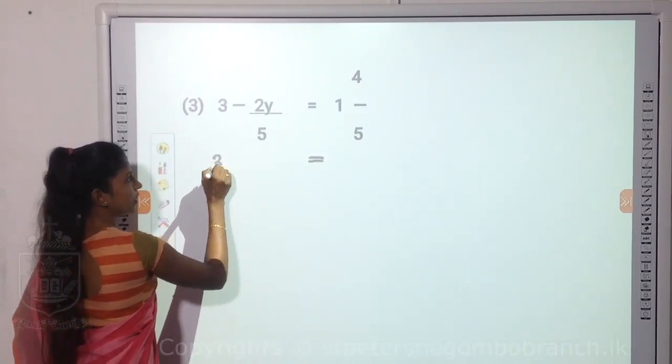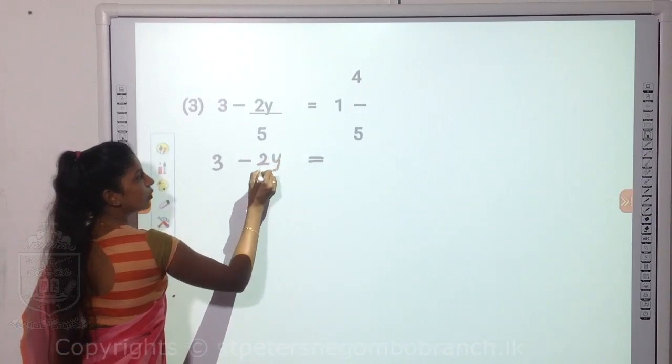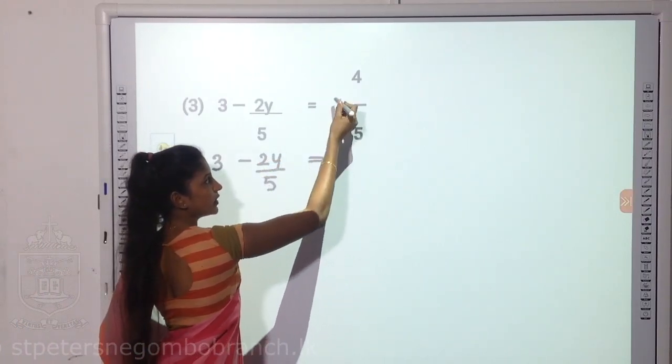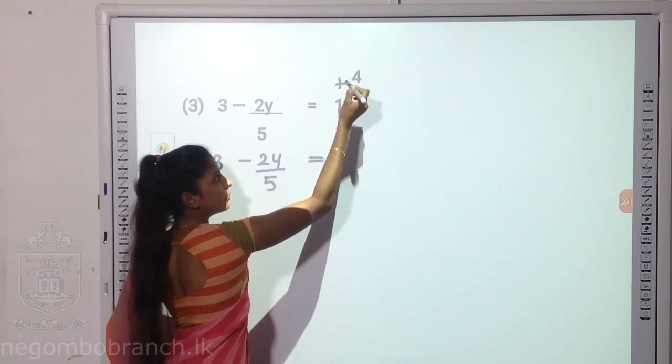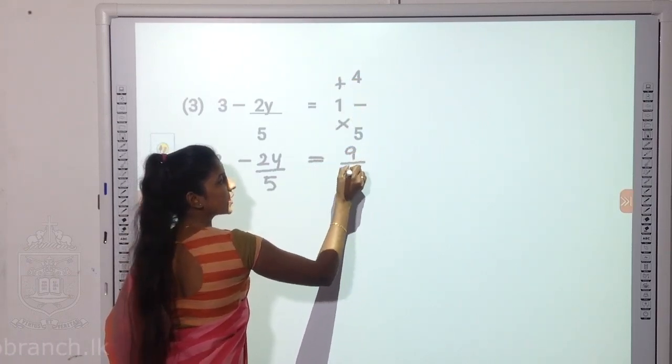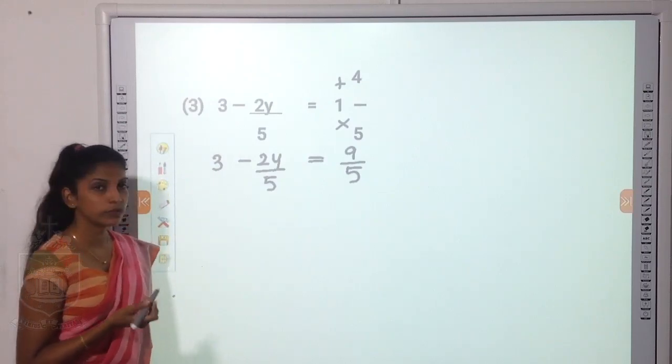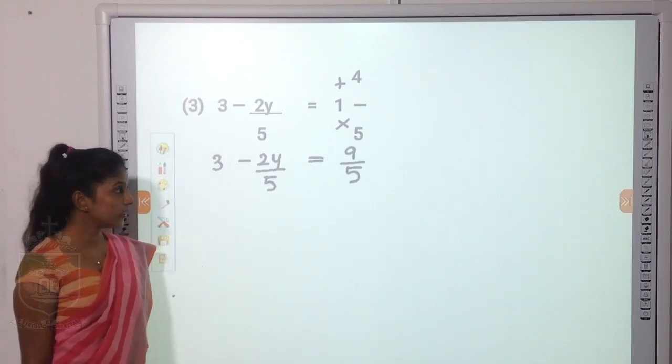Right, here you have 3 minus 2y over 5. When you convert, 5 times 1, 5. 5 plus 4, the answer is 9. So that is the improper fraction of the mixed number given, 9 over 5. Now you can simplify the equation.